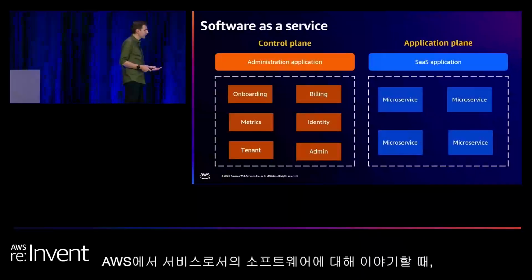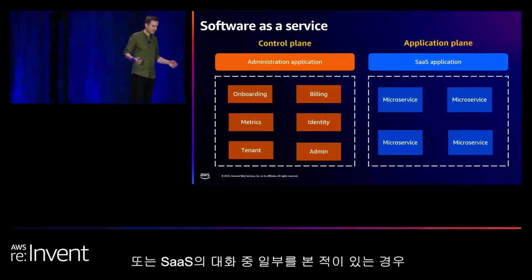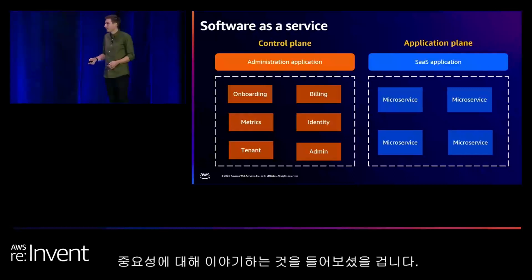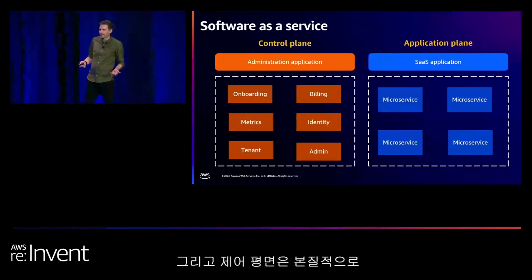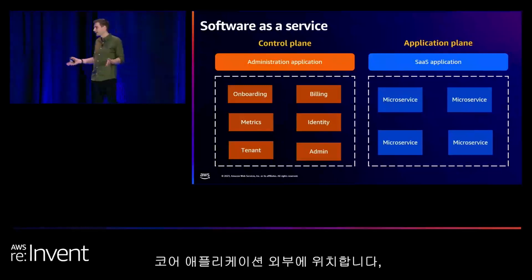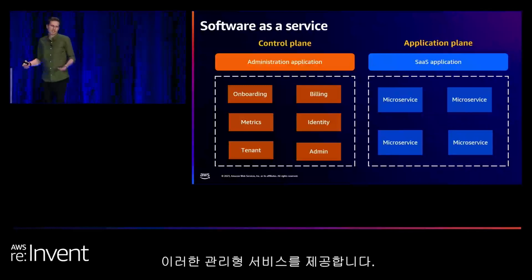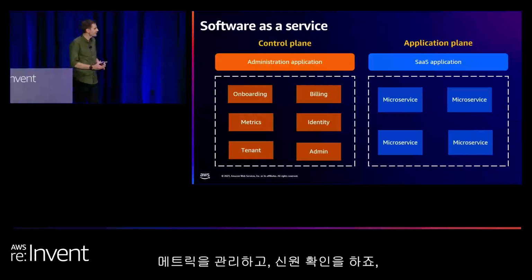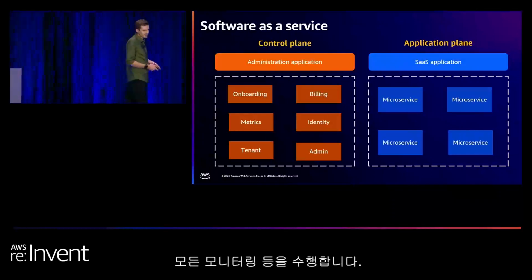So when we talk about software as a service at AWS, if you've been to any other talks on SaaS, or you've seen some of the conversations from the SaaS Factory team that we have at AWS, you may have heard them talk about the importance of a control plane. And the control plane is essentially a set of shared services which sits around the outside of the core application, providing those administration type services. So thinking about things like onboarding tenants, managing metrics, doing the identity, and all of the monitoring, etc.